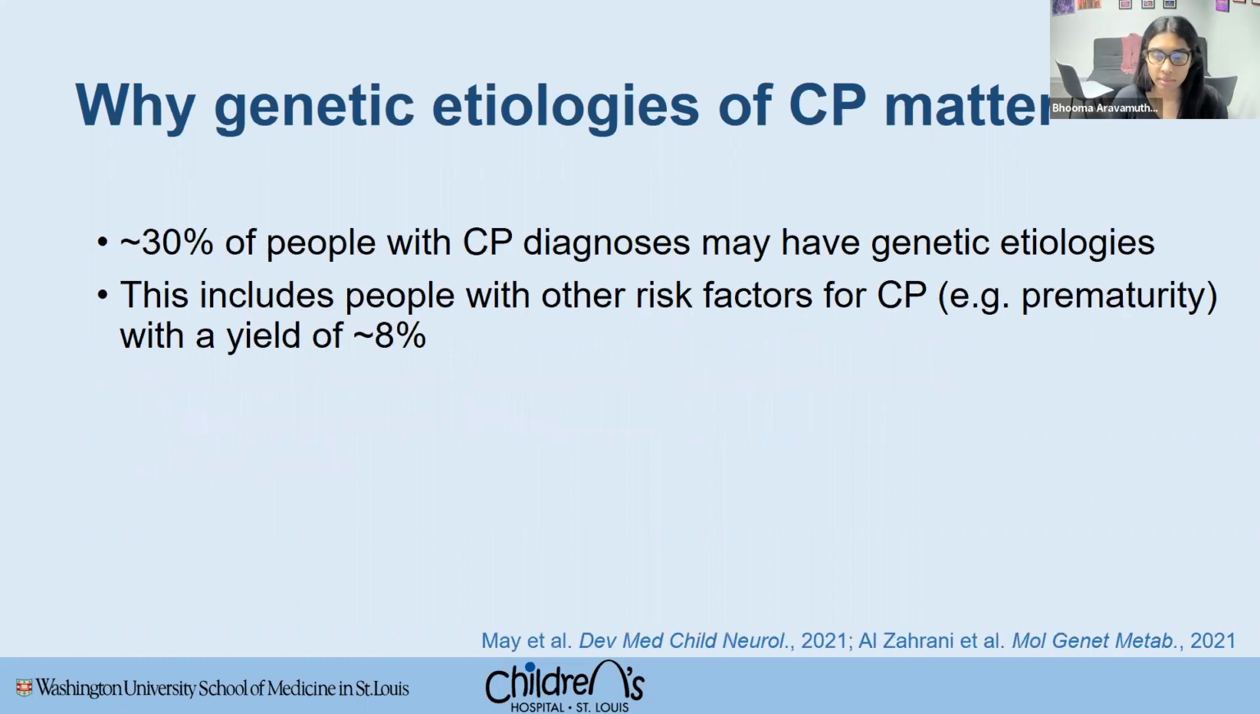When we look across the board now at the available data about genetic contributors to CP, up to 30% of people with CP may have a genetic contributor to their phenotype. And this includes people with other risk factors for CP. So even in children born premature, even in children with evidence of neonatal distress, the yield of genetic testing, even in this population, is about 8%. So don't discount a potential genetic contributor to a CP etiology just because a child was born premature.